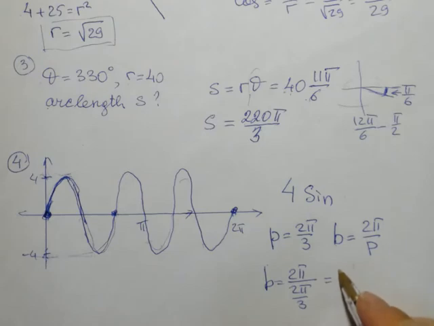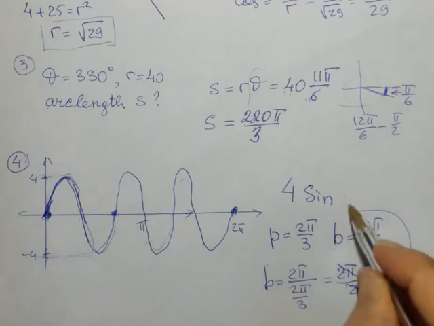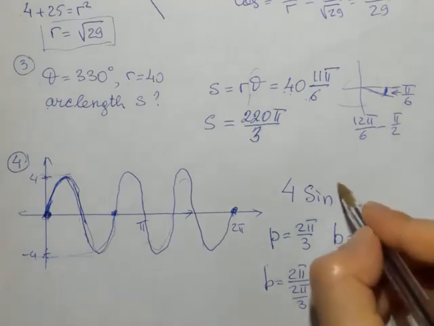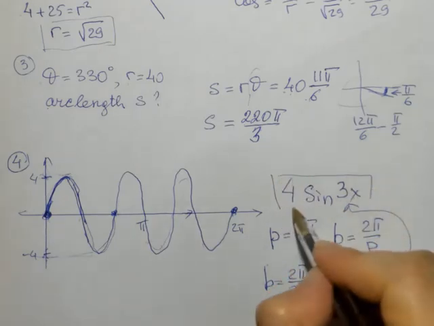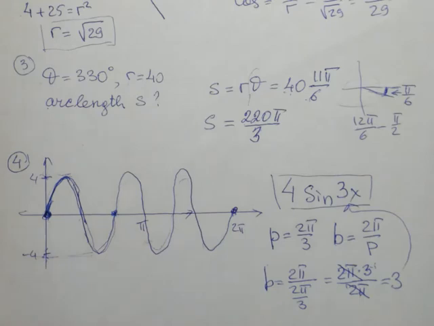It is the same as multiply by the reciprocal. 2 pi must be multiplied by 3 over 2 pi. So we multiply the fraction 3 over 2 pi by 2 pi. It means that 2 pi is multiplied by the numerator of the fraction. Okay, then we have 2 pi in the numerator and 2 pi in the denominator that can be cancelled out, and b equals 3. And we write this 3 in the function equation. 4 sine 3x is the equation of this function.